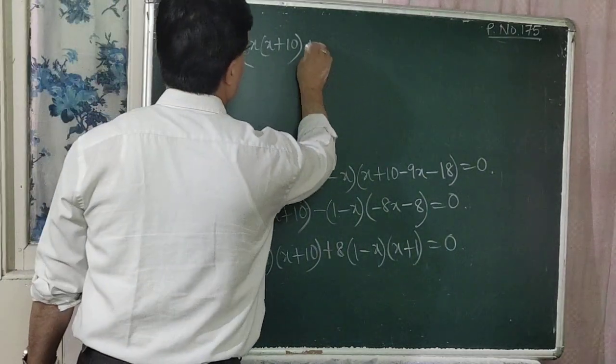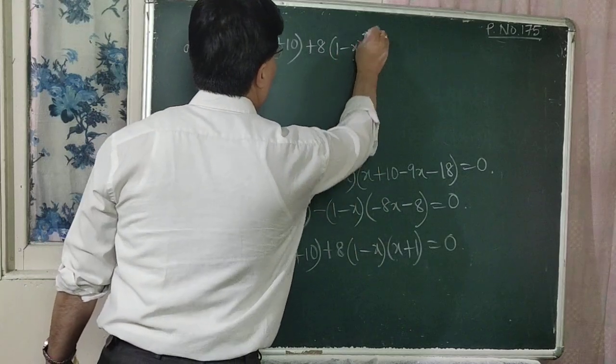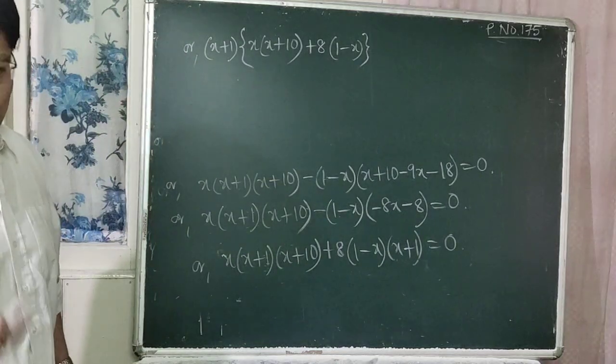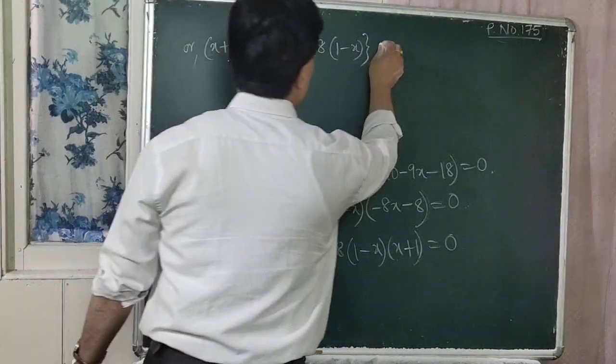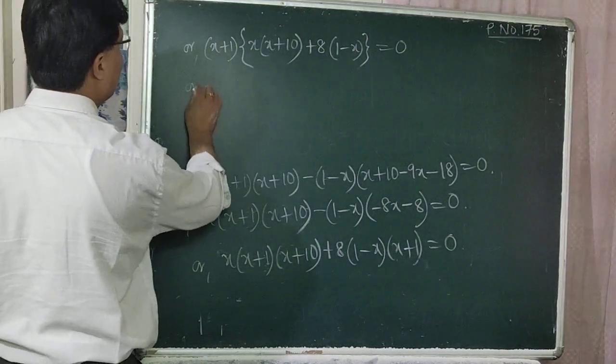Then plus 8 into what? 8 into 1 minus x. And this x plus 1 is taken outside, that is common, right? So which is equal to 0. Clear? Now let us simplify it again.